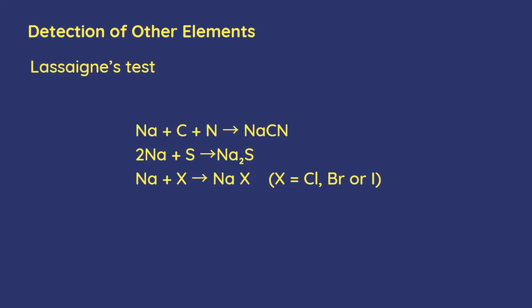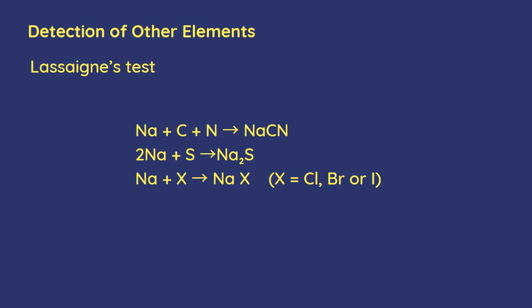Before we perform the Lassaigne test, we will first make something called the sodium fusion extract. The sodium fusion extract is basically helping us convert the various elements from the covalent compound to an ionic one. So here, the organic compound will have carbon and nitrogen. When the sodium is heated, basically we heat the sodium and then we add the particular compound into it. Okay, and then we heat it a little more.